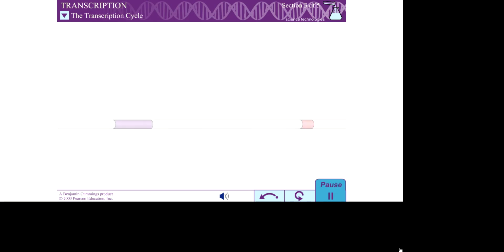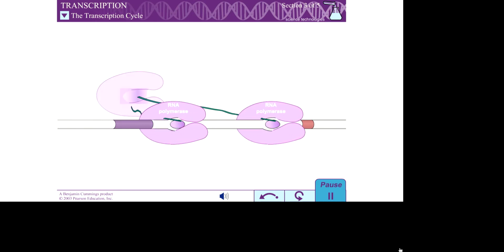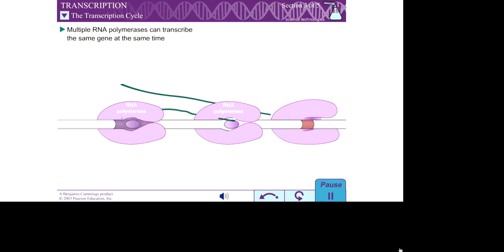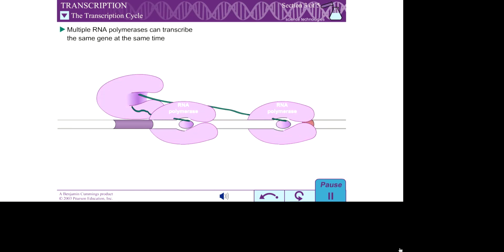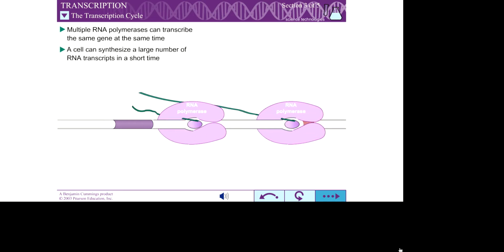Since RNA polymerase dissociates the RNA transcript from the DNA as it is transcribed, multiple RNA polymerases can transcribe the same gene at the same time. This allows a cell to synthesize a large number of RNA transcripts from a single gene in a short time.